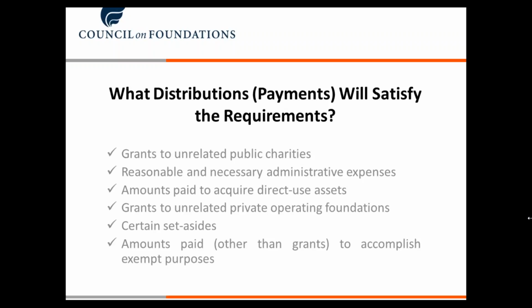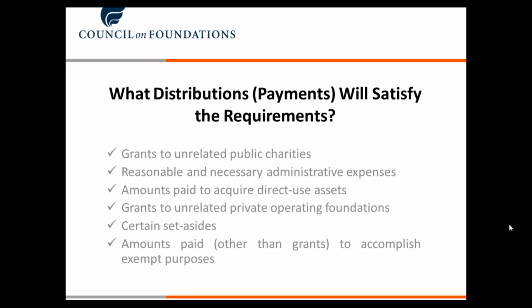So I'm going to pause here for a minute and make sure we don't have any questions. I think we're good, because the next section is a really important section, and this is where a lot of the questions that I get here at the council come from. Private foundations generally understand their distribution requirement. They generally understand that it's about 5% of their investment assets. But the questions I get are about what types of distributions can satisfy that 5%. And that's the heart of this next section.